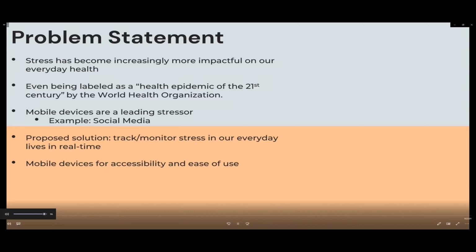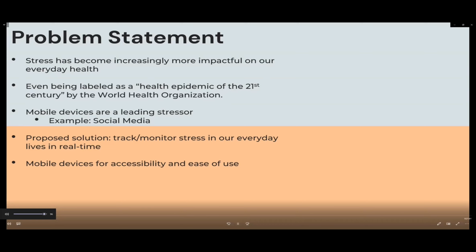And one thing that has been found to be the leading stressor currently within our society is having access to mobile devices. And this can include social media, such as Twitter, Facebook, YouTube, but not only social media, even having games on our phone. Even if they're for fun, it's still shown to be a stressor, having such access to readily available information.